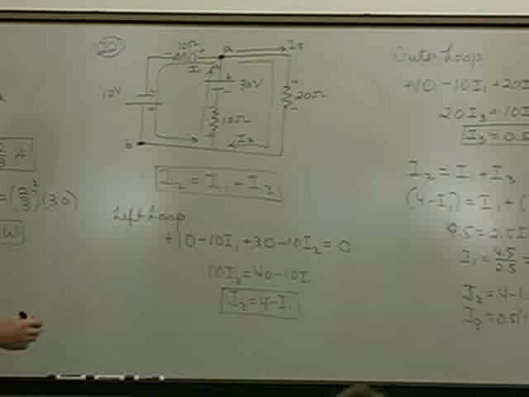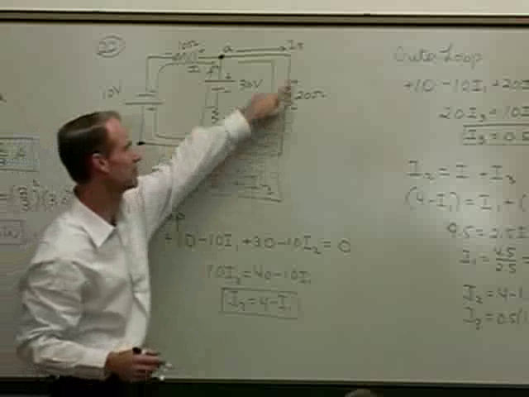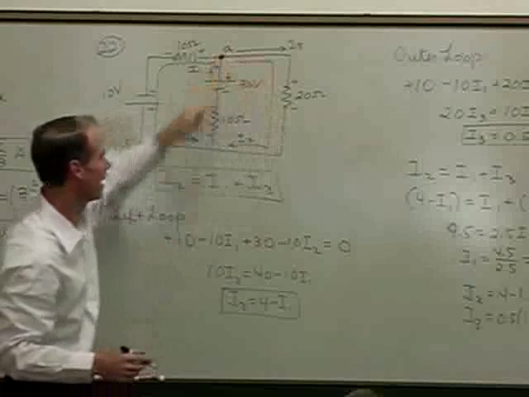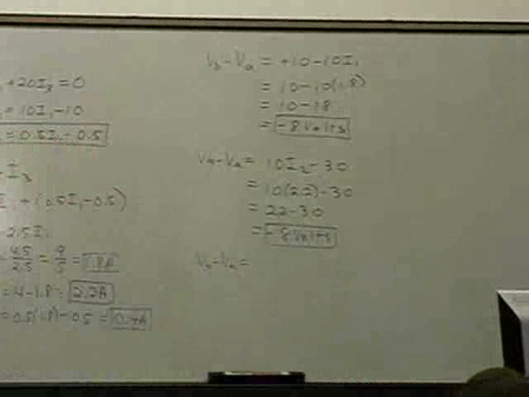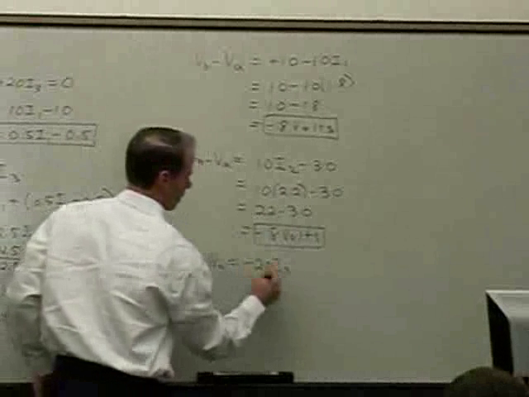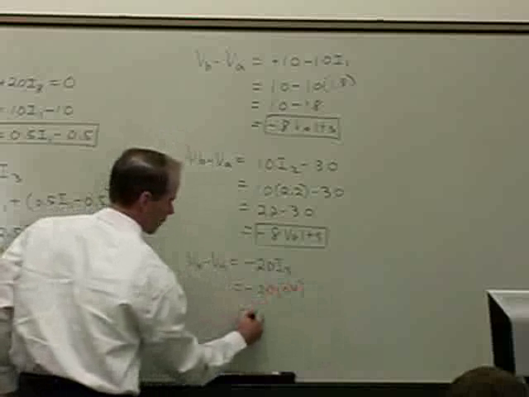But two paths diverged in the wood, and I took the one less traveled by. That's made all the difference. So, I come to this fork in the woods, and I decide to take the one less traveled by. I go this way. So, if I go that way, B to A, I'm going to walk here, and I have a negative 20 I3. That's going to be negative 20 times 0.4, which is negative 8 volts.